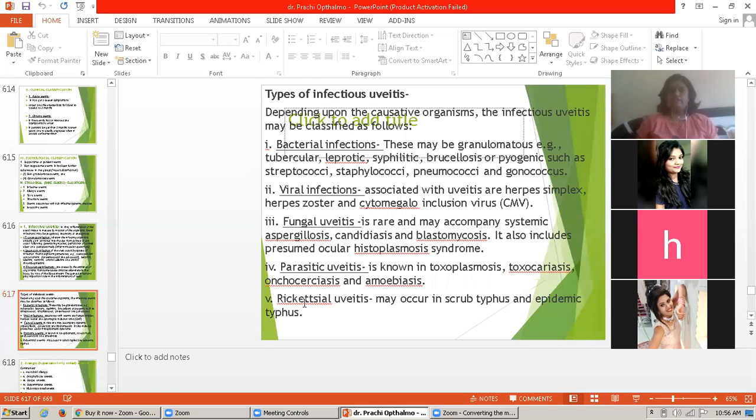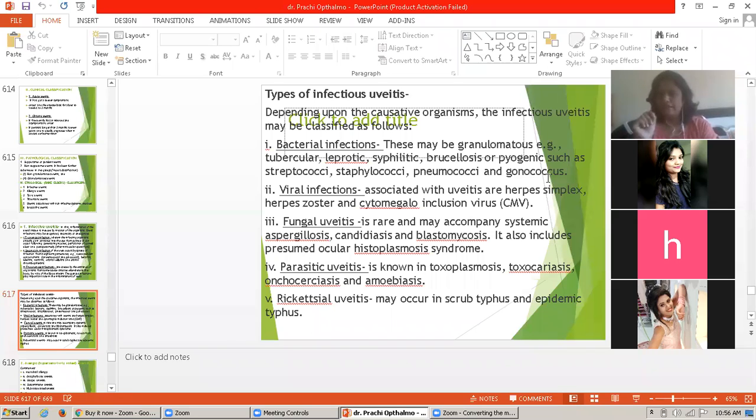Then, when we study the types of infectious uveitis, depending upon the causative organism, infectious uveitis may be classified as follows. First one is bacterial infection. These may be granulomatous, for example tubercular, leprotic, syphilitic, brucellosis, or pyogenic, such as streptococci, staphylococci, pneumococci, and gonococcus.